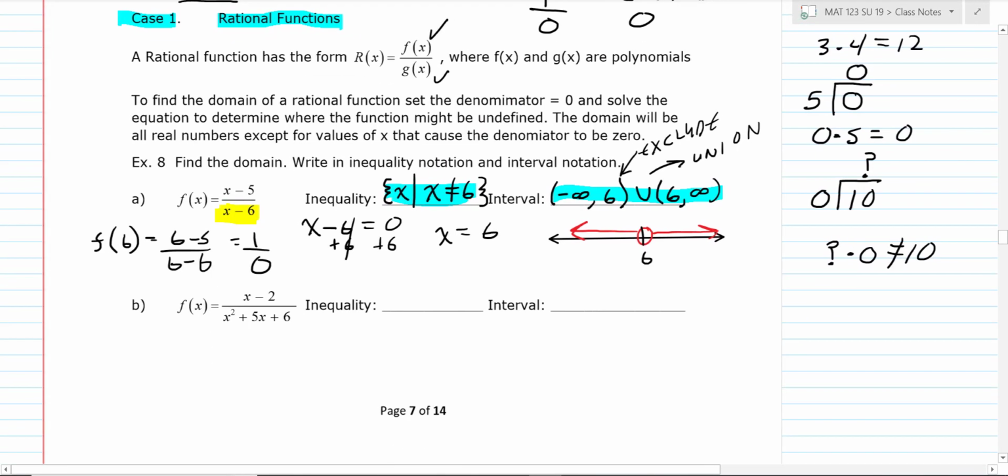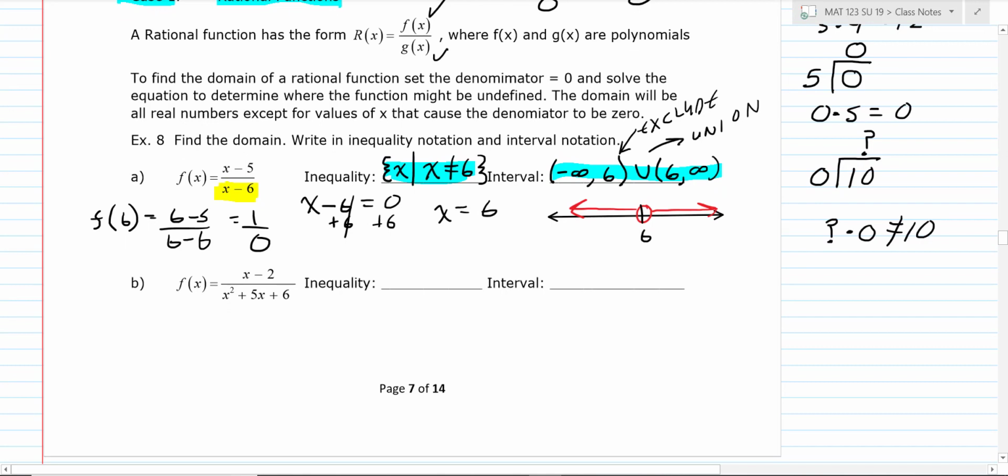All right, now the next problem is the same idea, except it's a little hard to do in your head. So what we're going to do with this is take that denominator, just like we did on the last problem, and set this equal to 0.